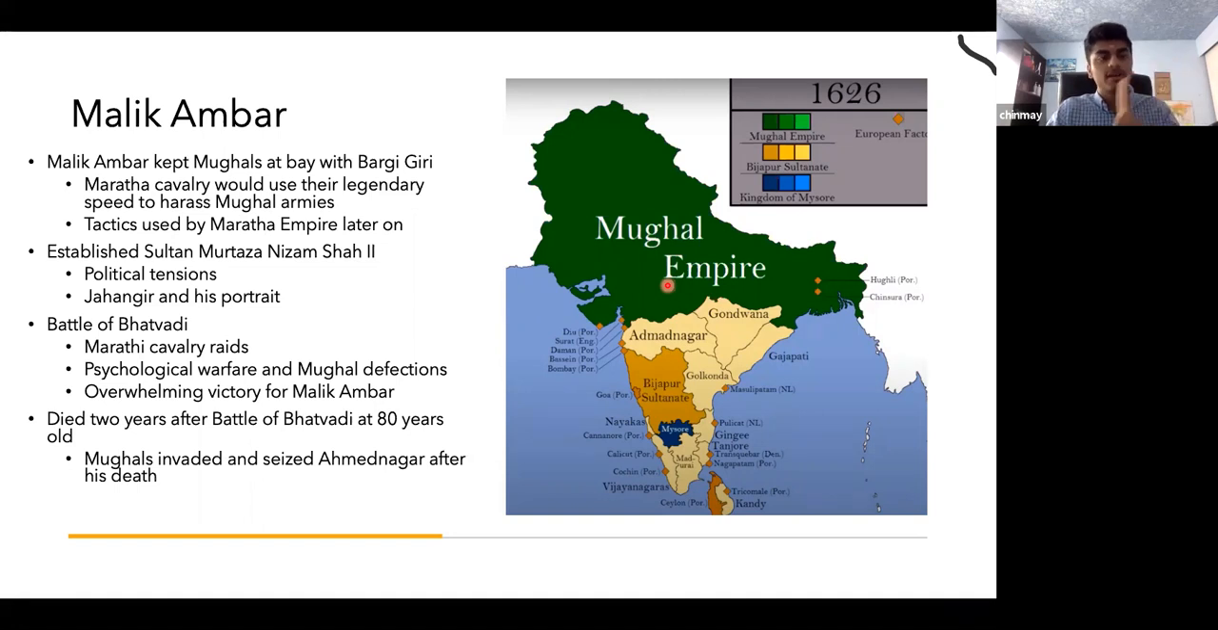And 2 years after the Battle of Bhatwadi, at 80 years old, Malik Ambar died. That means at this battle, in which Malik Ambar completely defeated the Mughals, he was 78 years old. He was 78 years old. That is just an incredible number to think about. He died 2 years after this battle, and following his death, unfortunately, Malik Ambar's son was not as capable as the father, and the Mughals invaded Ahmednagar right after Malik Ambar died.